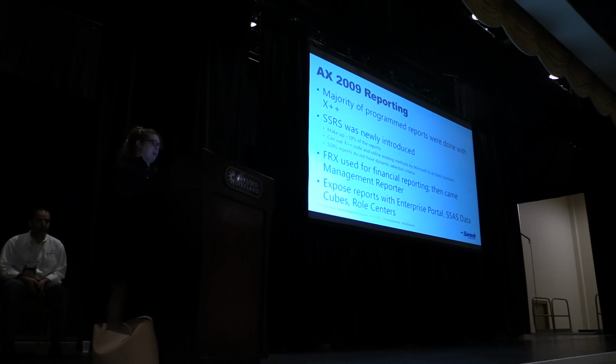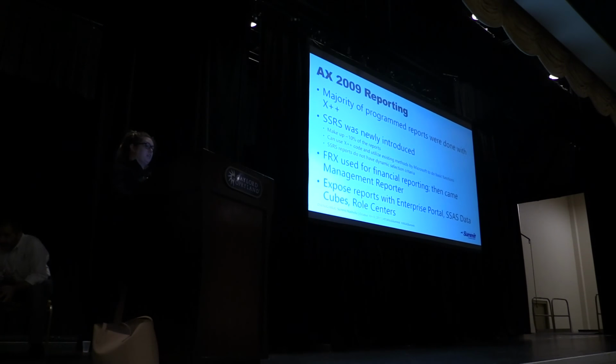So starting off with AX 2009, you'll get a little bit of history here as well. The majority of program reports were done using X++. X++ has 2 report design options. The first is called Auto Design, where you can kind of drag and drop data fields to be used in the report, which is a really fast option. But the user can't control the final design of the report.